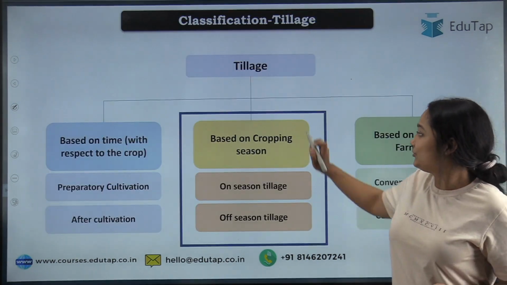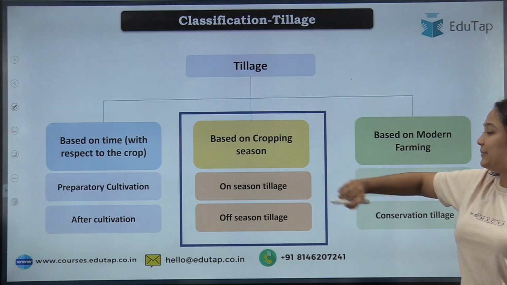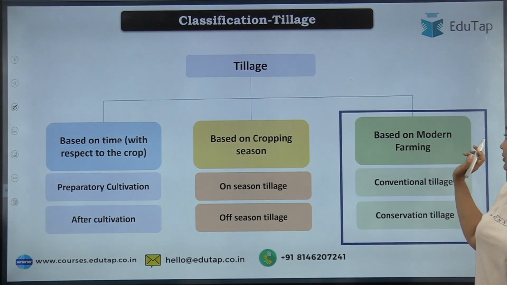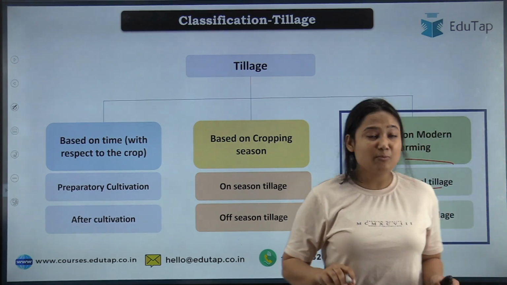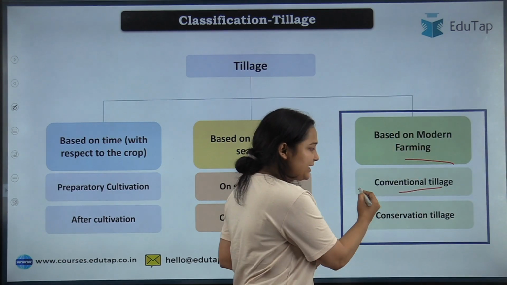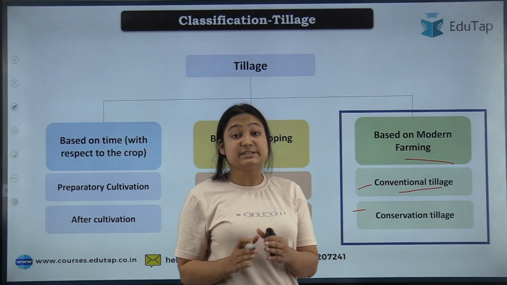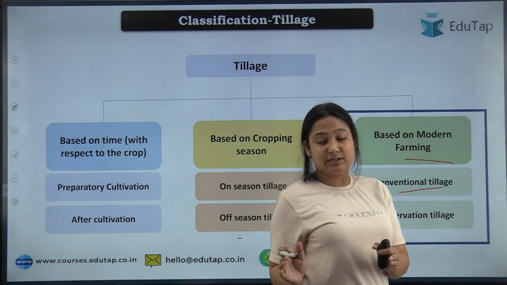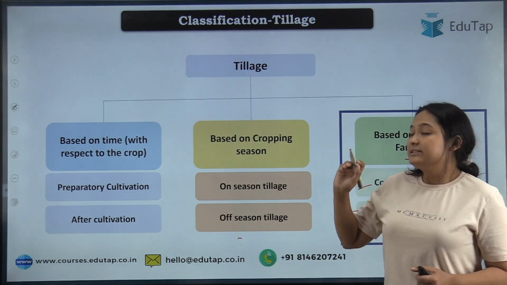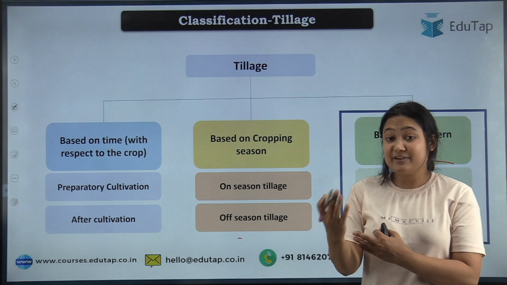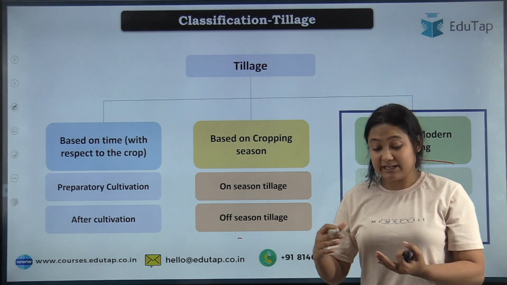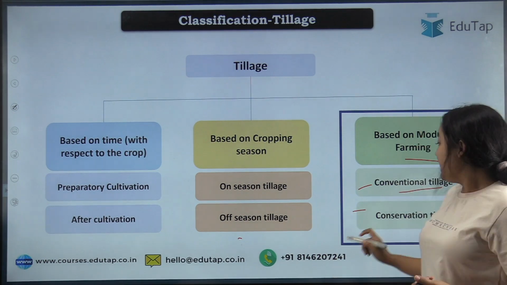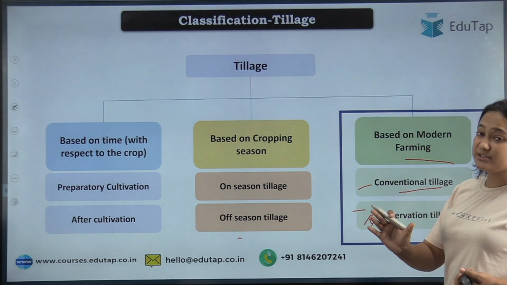Okay. So moving to the third step of the tillage, we have discussed the classification based on cropping season. Let's move now to the modern farming system. Talking about the modern farming system, there is conventional tillage and there is conservation tillage. So what is the difference between these two? See, anything conventional means it is ongoing, it is traditional, it is done easily, and in conservation, our goal is to conserve something.